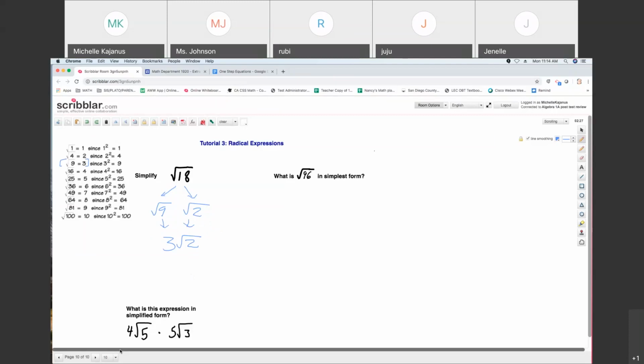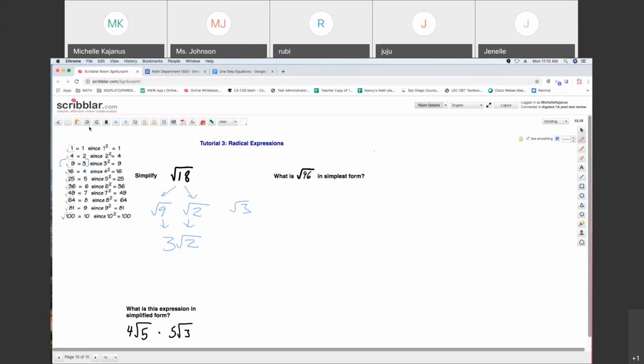Could I have picked other numbers? Sure. Let me see, what else multiplies to 18? 3 times 6. Oh yeah, 3 times 6. You could have done that too. But it's usually good to try to find numbers that already have a square root because it'll make things a lot simpler.